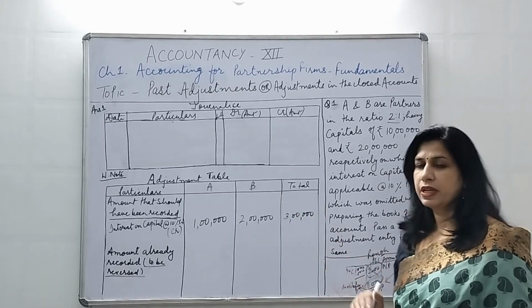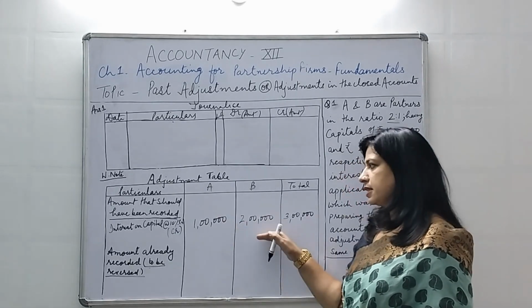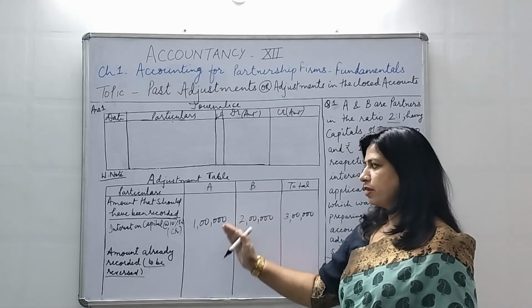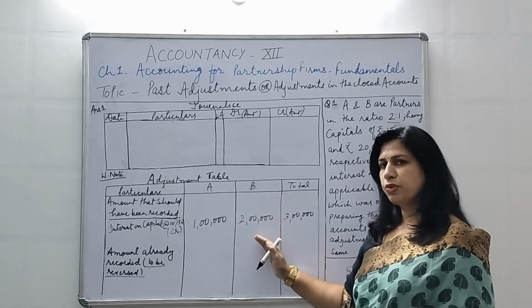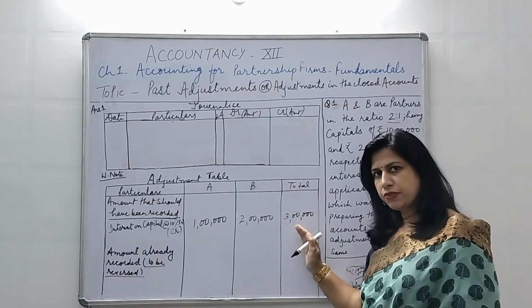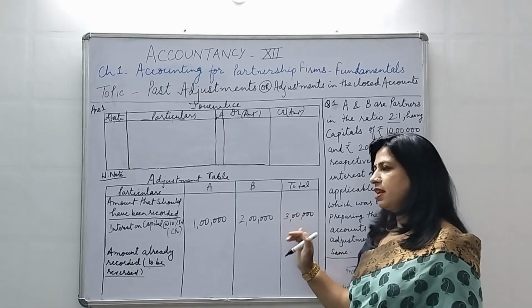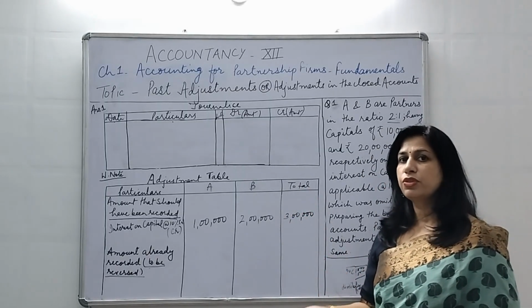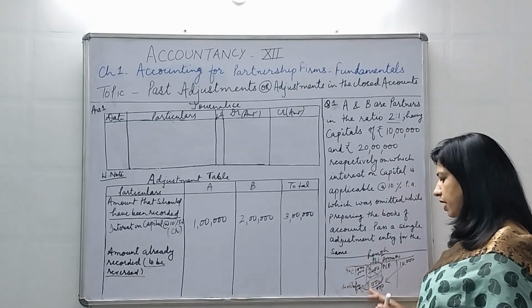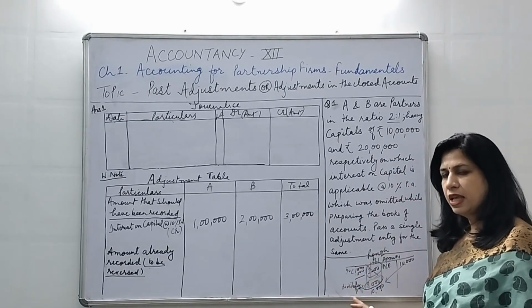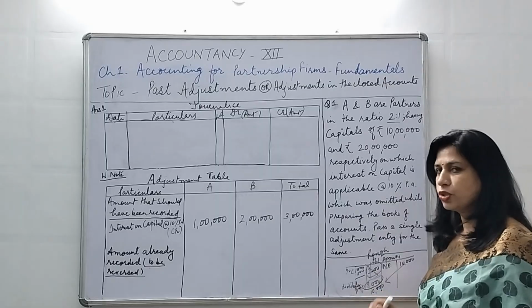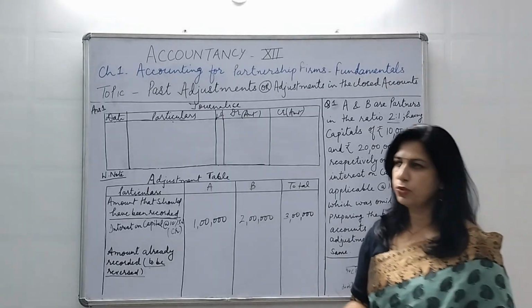Okay, so now we will come to our step 2. Step 1 is that we have calculated that A should get 1 lakh of interest, B should get 2 lakh of interest, total is 3 lakh of interest. Now if this 3 lakh of interest has not been given to them as interest, then actually how has it been distributed? In the profit sharing ratio. So children, that is our step 2.